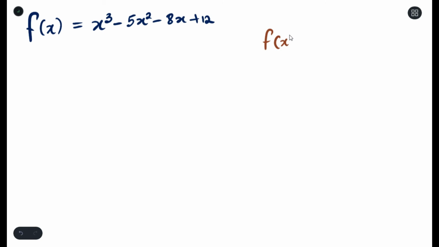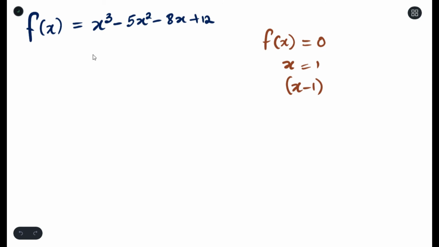The concept of factor theorem is substituting a value for x that gives you 0. Now we notice that when you substitute x equals 1, you would get 0 for this equation. So it means that x minus 1 is a factor.